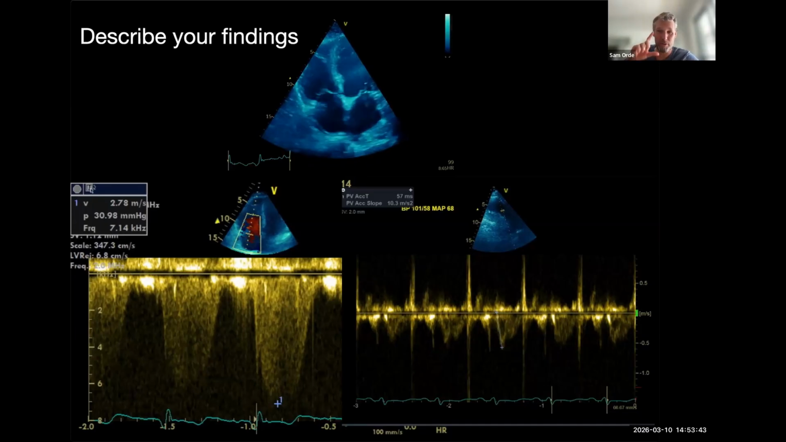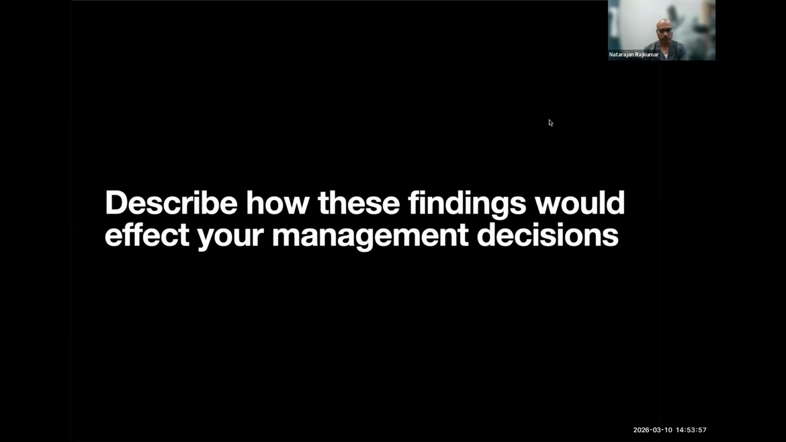So again, if you're looking through a whole bunch of images of a single patient and they have it before and after something happened, don't forget to compare things to the first one and put that into the clinical scenario. Because what do you think is going on? How would this affect your management decisions?